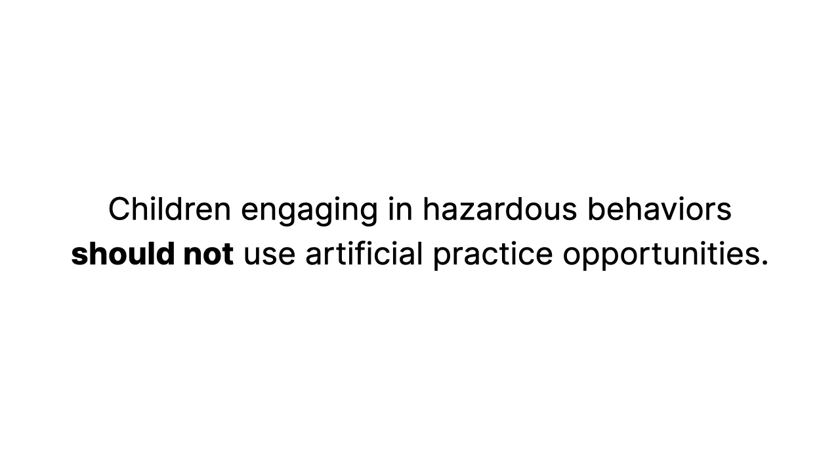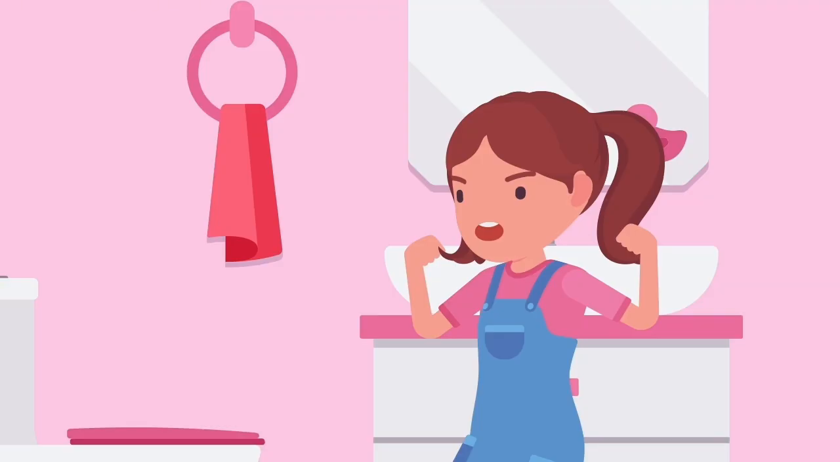Another child may have hazardous behaviors. For example, a child may bang their head on a wall whenever they hear somebody cough. We wouldn't want to use artificial practice opportunities because we'd put the child in a position to hurt themselves. Now let's think about a child learning to brush their teeth.